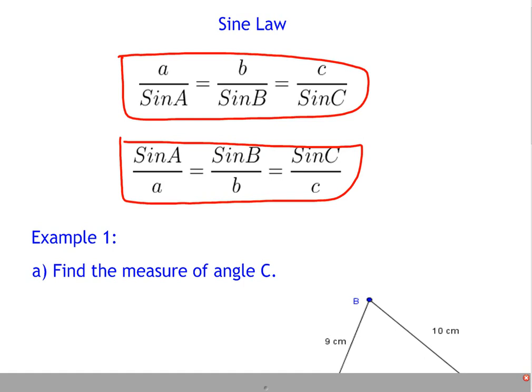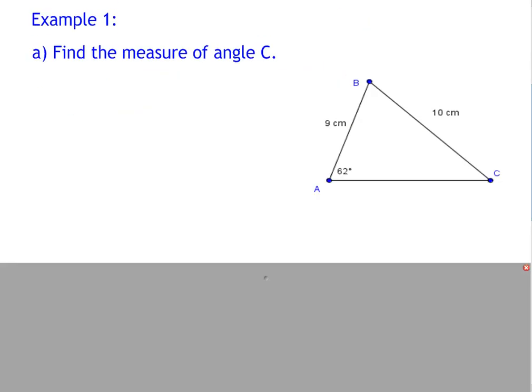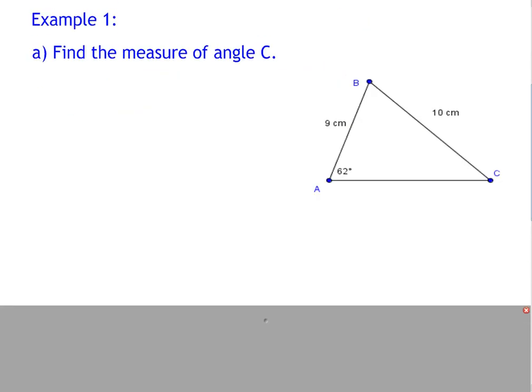Let's look at an example. So here we go, our first example. We want to find a measure of angle C. So here's angle C. Let's label the triangle. If angle C is here, side length C is at the opposite end of the triangle. Here's A, so side length A is here. We have angle B, so side length B is over here. We want to find angle C.